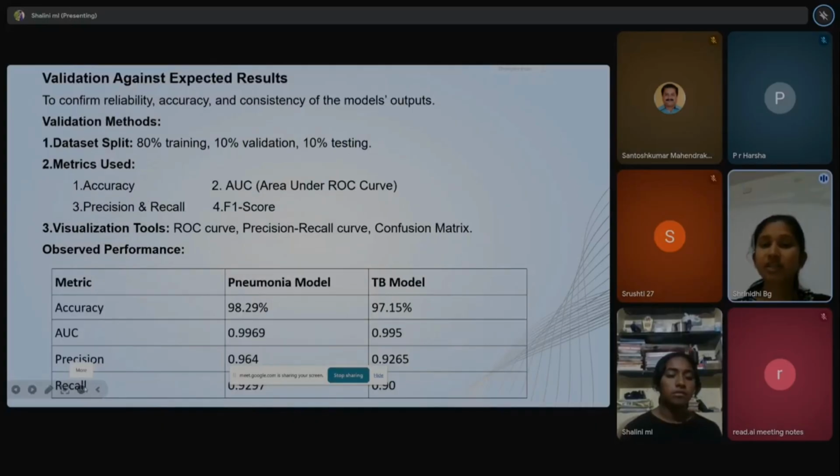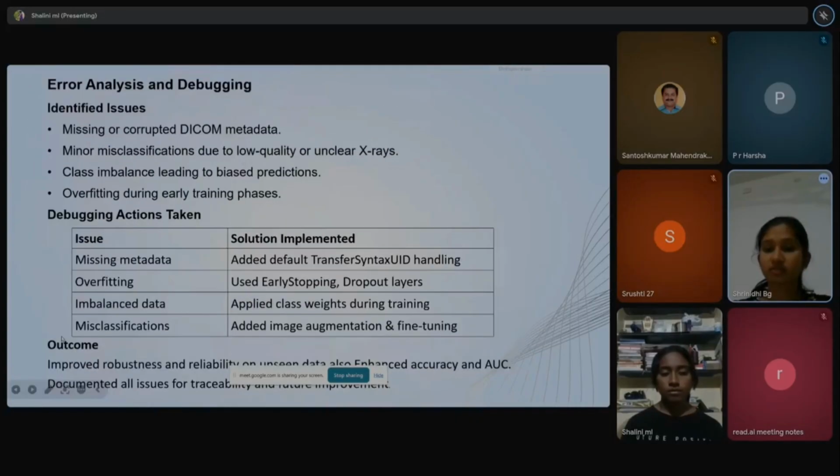The metrics: accuracy in the pneumonia model is 98.29%, in the TB model 97.15%. Area under the ROC curve is 0.9969 for pneumonia and 0.995 for TB. Precision in the pneumonia model is 0.964, in the TB model 0.92. Recall in the pneumonia model is 0.927 and in the TB model 0.90.